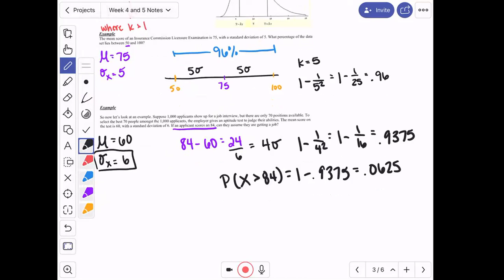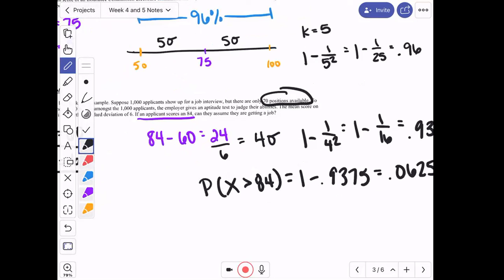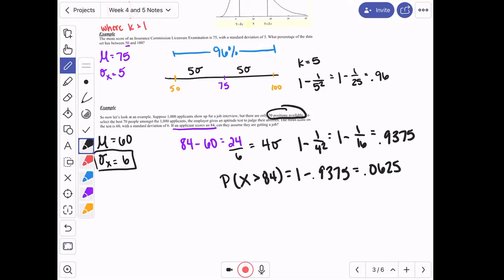And again, you can go even further. If 6.25% are going to score better than you, how many people is that? You're looking at 1,000 people, by the way. So it'll be about 63 people, right? How many people do they take? 70. So you should be one of the top 70. That's what this is saying. 63 people are going to score better than you, so you should be okay.